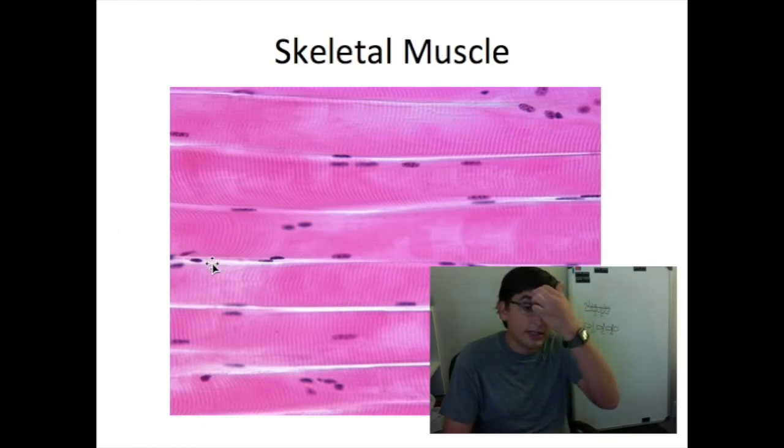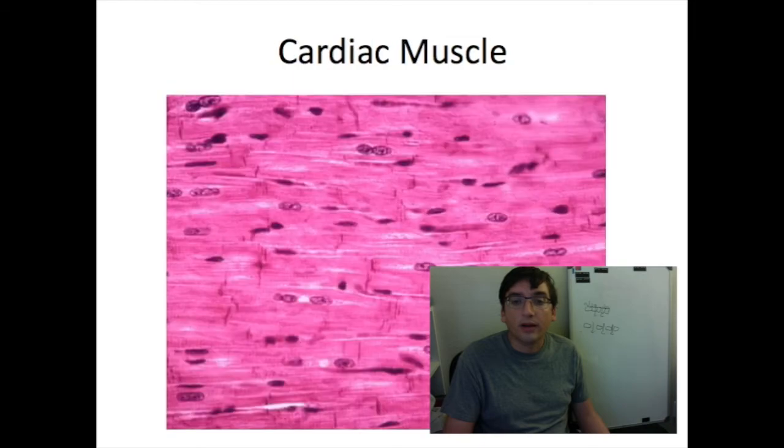You look, each fiber has its own connective tissue around it. They're not attached to each other. They're not electrically coupled or anything. When you compare that to cardiac muscle, you can also see the striations. A little hard to see, but they're there. They have striations. These big guys are intercalated discs.